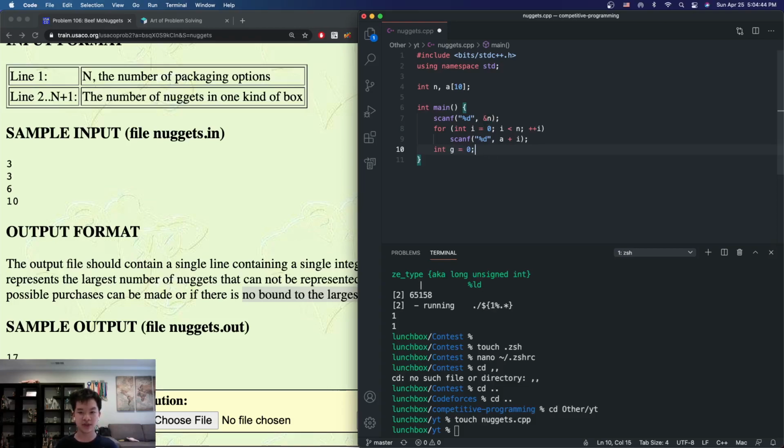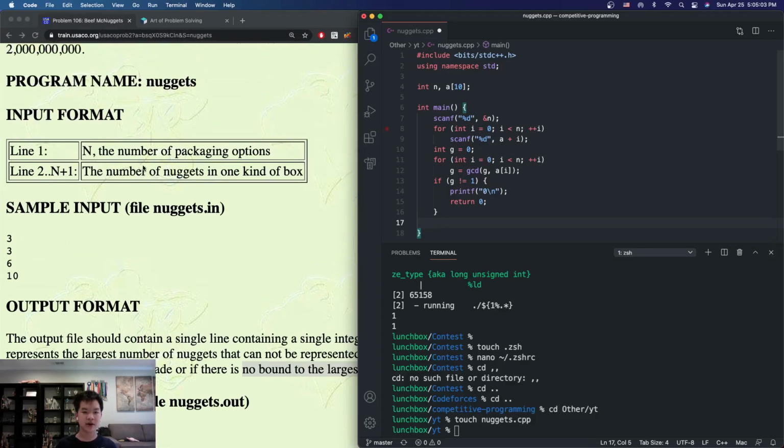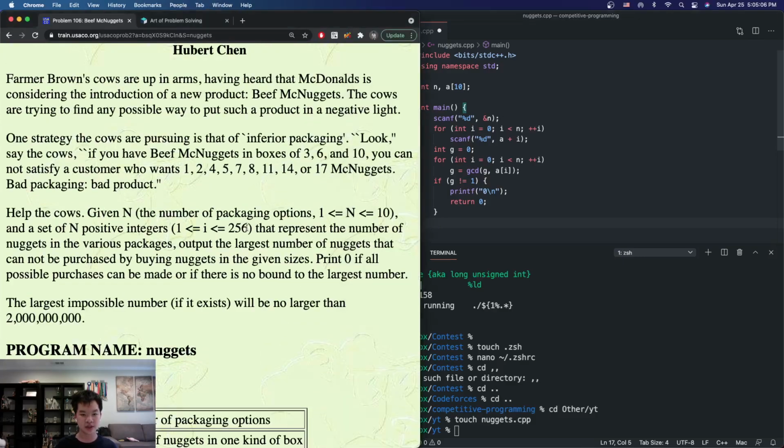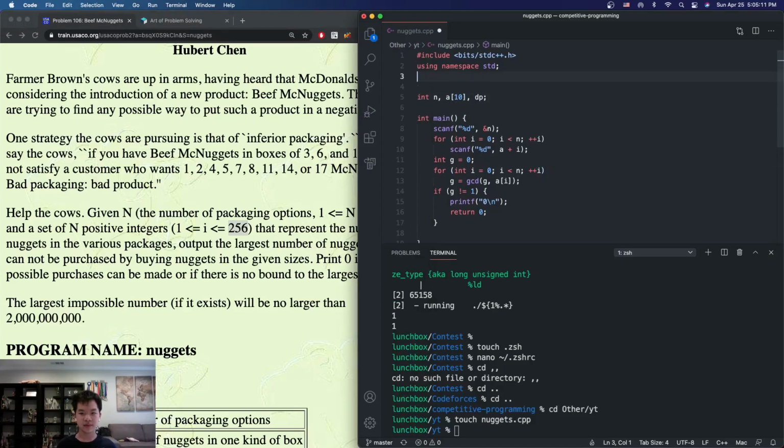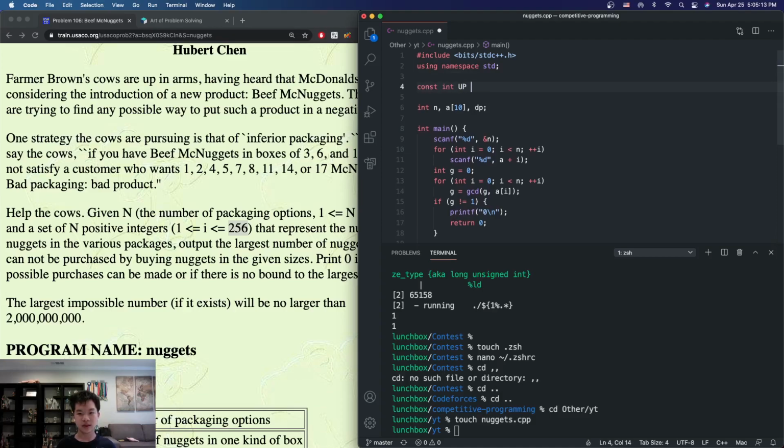So let's call G our GCD of every element. We're going to take the GCD of G and a of i. Then if G is not equal to 1, we're just going to print out 0, and we can just end our program here. Otherwise, we know our upper bound is going to be 256 squared. So let's call our dp, and let's call our upper bound 260 squared.